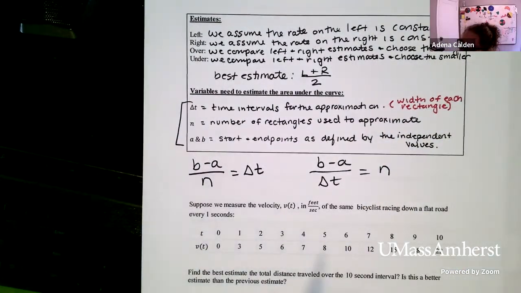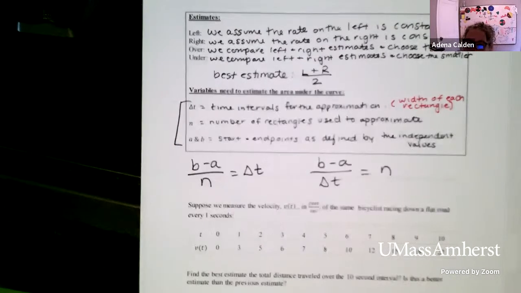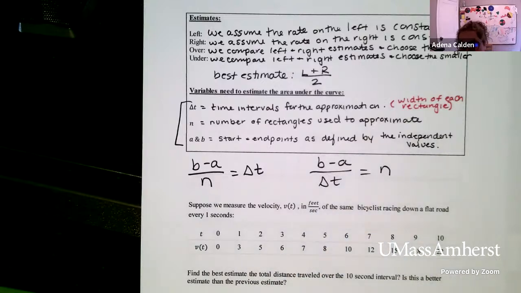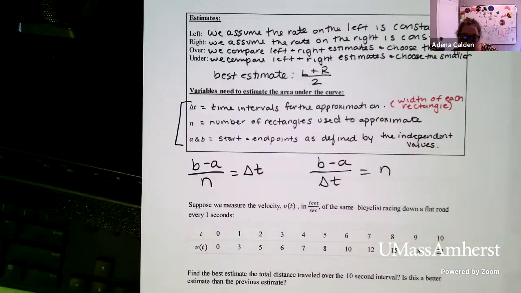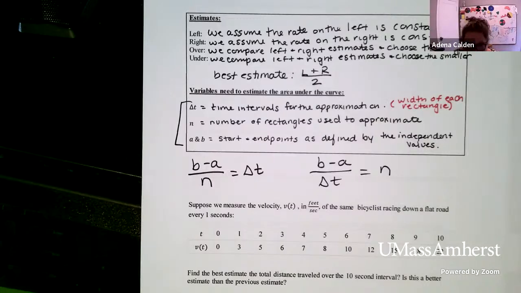Okay, so if you know the two endpoints and either delta t or n, you can use that to find the other one if you don't already know it. Okay, which can be helpful. We'll use that two examples from now.